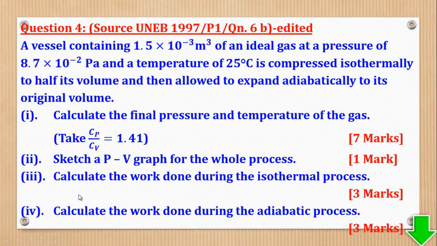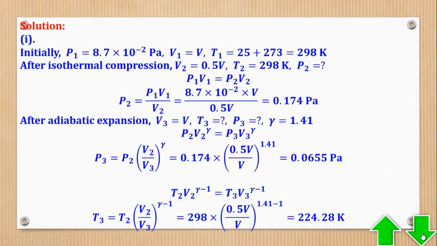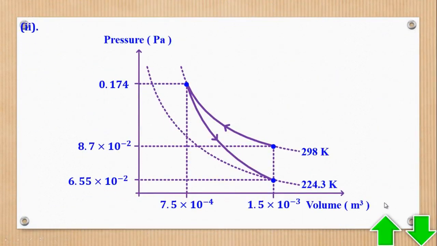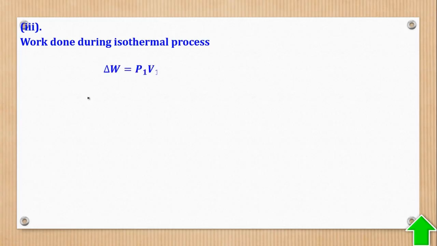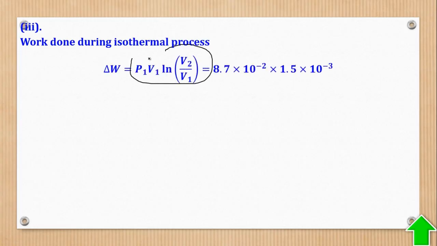Roman 3, they want work done during isothermal process, and Roman 4, work done during adiabatic process. So you need to remember the formula for work done during isothermal and also during adiabatic. So for isothermal, the formula is this. Here you can put, I think remember we had put, nRT. You can either put nRT or PV depending on what is given. So yeah, you have pressure and volume, that's why you're using PV. So PV ln V2 over V1. So come and substitute.